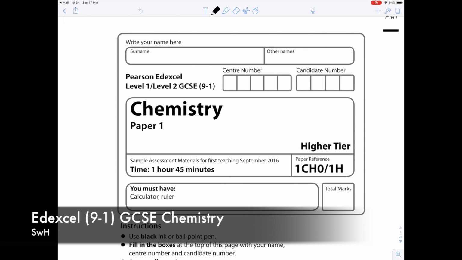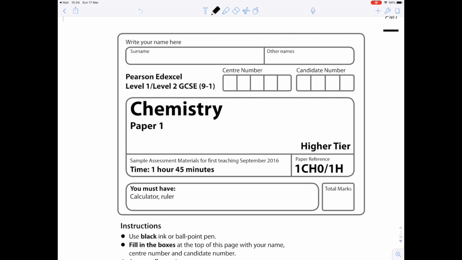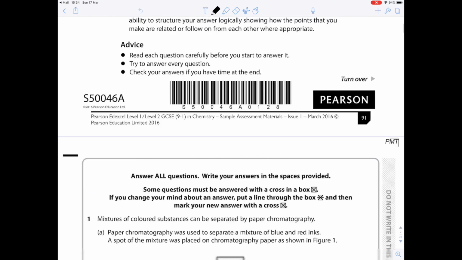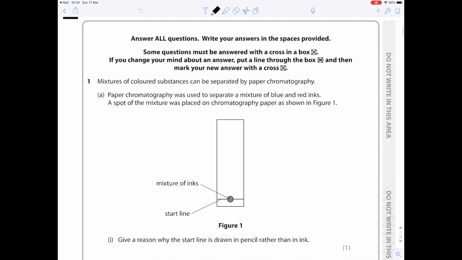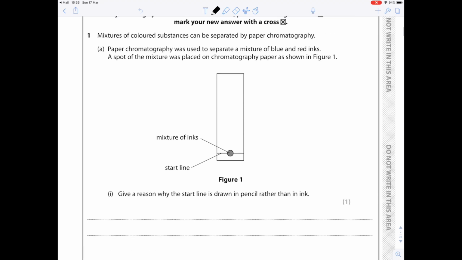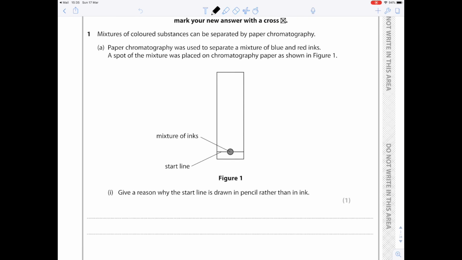In today's video, I'm going to be answering this Edexcel GCSE 9-1 chemistry paper, and it's 1 hour 45 minutes long. So, question 1. Mixtures of coloured substances can be separated by paper chromatography. Paper chromatography was used to separate a mixture of blue and red inks. A spot of the mixture was placed on chromatography paper as shown in figure 1. Give a reason why the start line is drawn in pencil rather than ink.